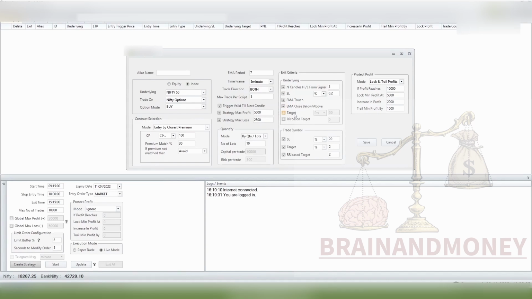You can also set the target based on percentage or point, similar to stop loss, and you can also set the target based on the reward to risk. So let's say if you are keeping a stop loss of say 30 points, then 30 points is your stop loss, so your reward to risk based target will be 60 points. Like that you can set.